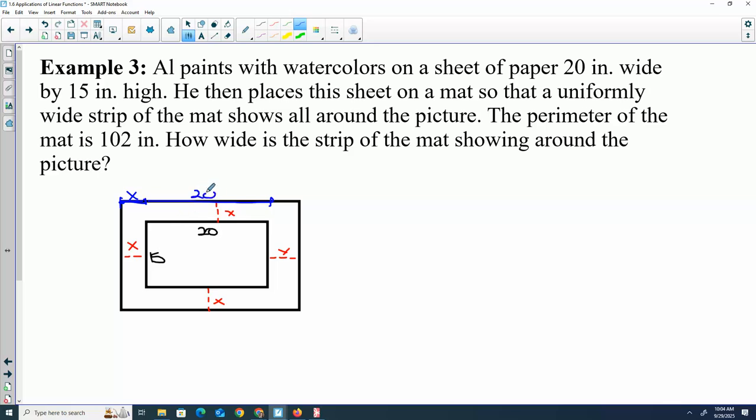20. How far is it from here to here? So altogether, how long is that side? 20. Would you multiply those? Add them. And there's 2 of them. 20 plus 2x. You're just adding these together to get your total side length.